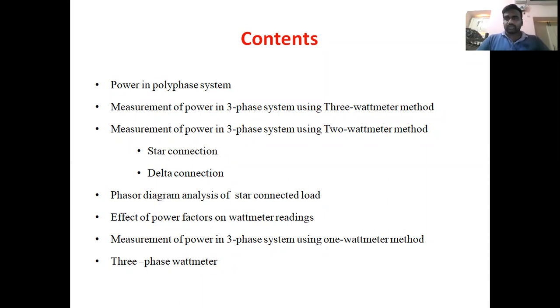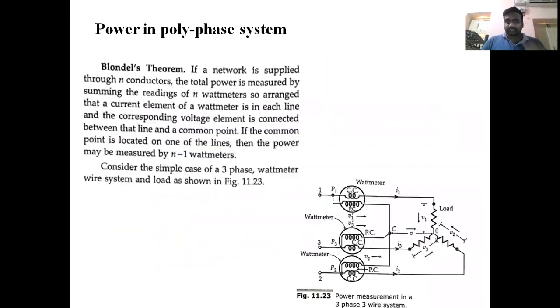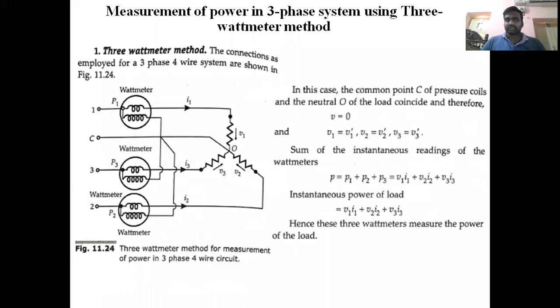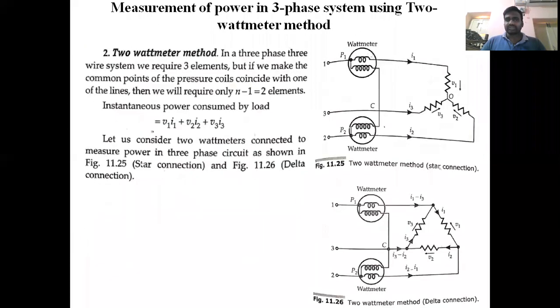So with respect to the previous discussion, we analyzed Blondel's theorem, in a theoretical discussion, the mathematical discussion. We also discussed the 3 wattmeter method, three-phase, 4 wire, and we discussed that in a numerical manner. And we also discussed the 2 wattmeter method, three-phase, 3 wire system. In the two segments, we discussed star connection and delta connection.